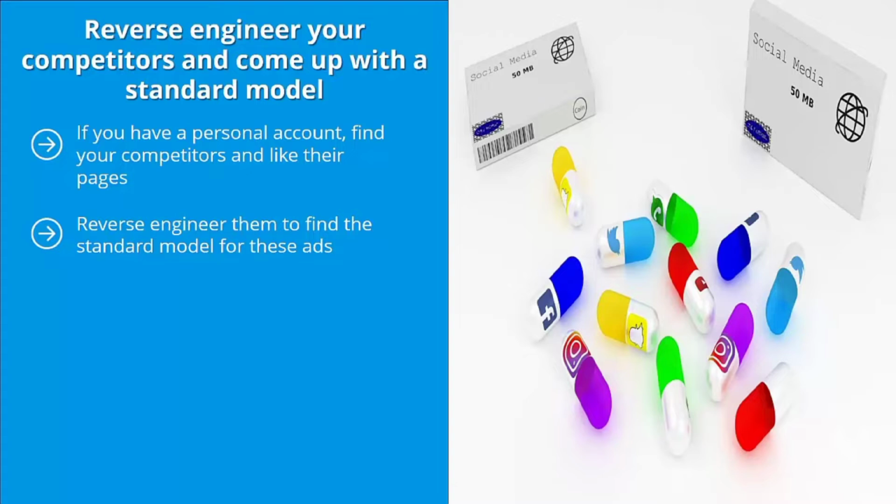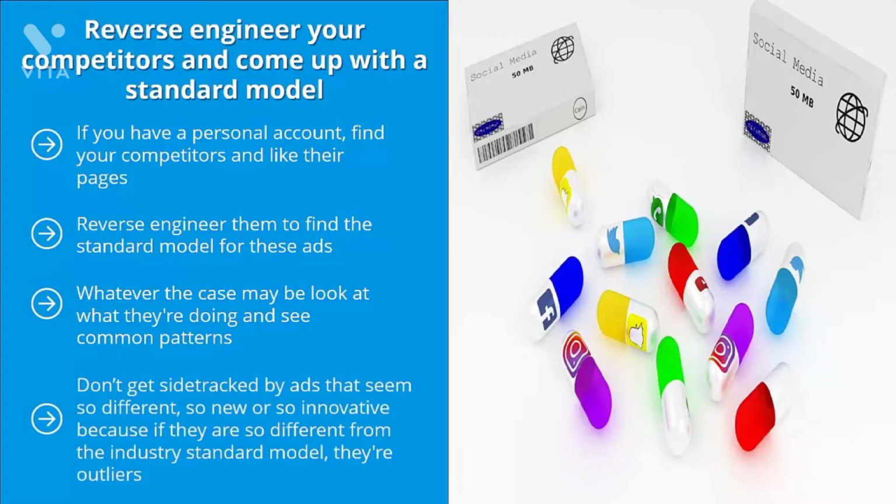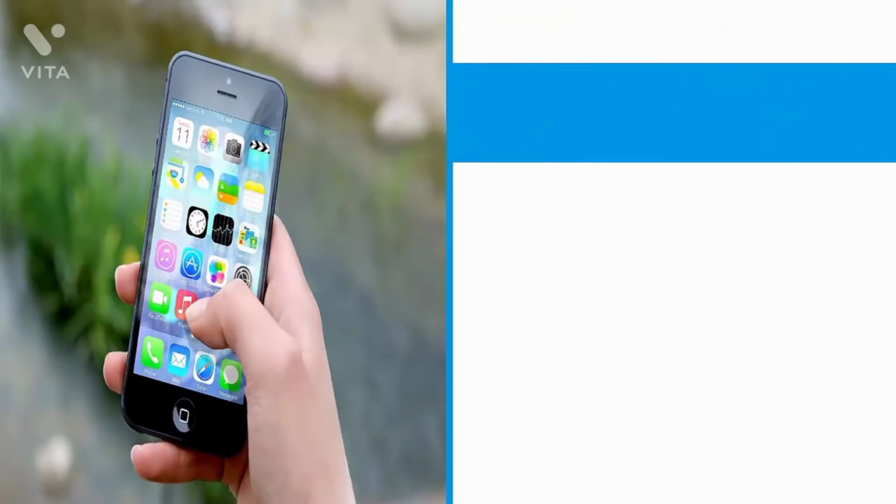Also, if they are mostly promoting posts, pay attention to that. Whatever the case may be, look at what they're doing and see common patterns. Focus on the most commonly used strategies because this gives you the industry standard model. Don't get sidetracked by ads that seem so different, so new or so innovative, because if they are so different from the industry standard model, they're outliers. There's a high chance that those ads do not convert.